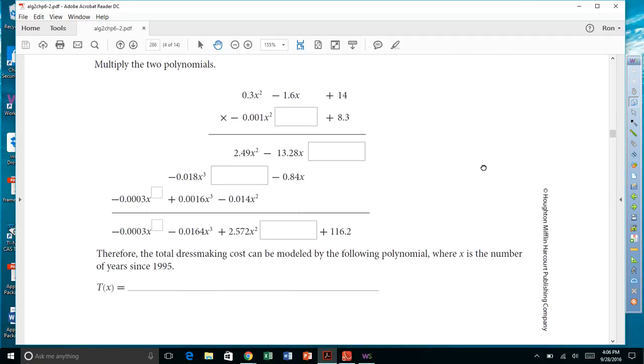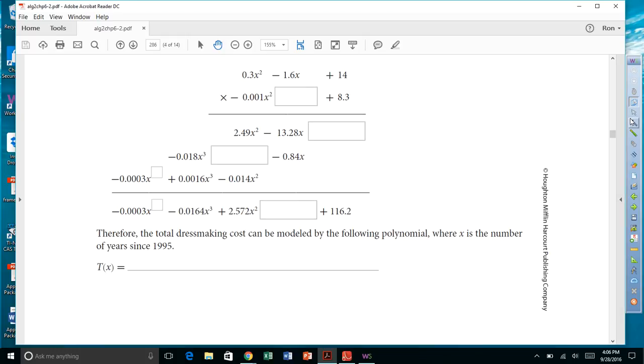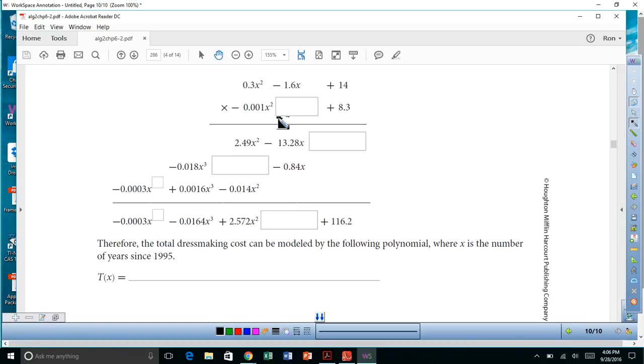Multiply the two polynomials. So you've got n of x, which is 0.3x squared minus 1.6x plus 14, times C of x, which is negative 0.001x squared minus 0.06x plus 8.3. Now we're going to do just like we did before.